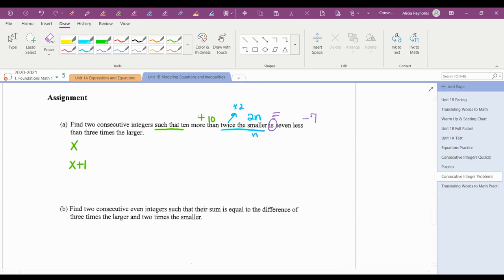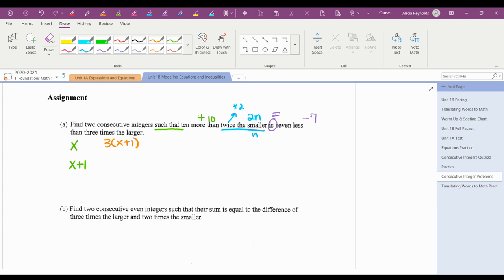3 times the larger. So this is where we need to be careful because I can't just write 3x plus 1 because that's not 3 times the larger. That's 3 times the smaller plus 1. If I want to multiply my larger integer by 3, I need to put the 3 outside my parentheses. So now let's write this as an equation.